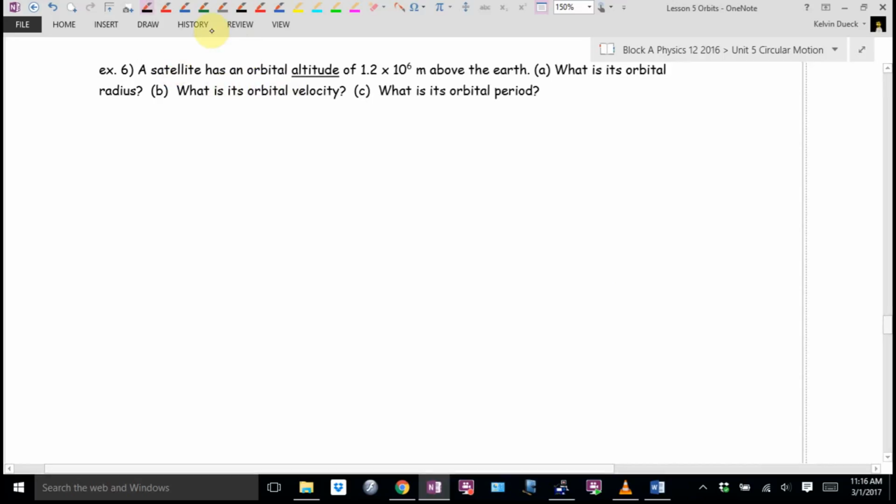What did I give you here? I gave you its altitude. If you're wanting a visualization, we can do a little drawing here. What I've given you is this distance here, and I've told you it's 1.2 times 10 to the 6th. There's the satellite.